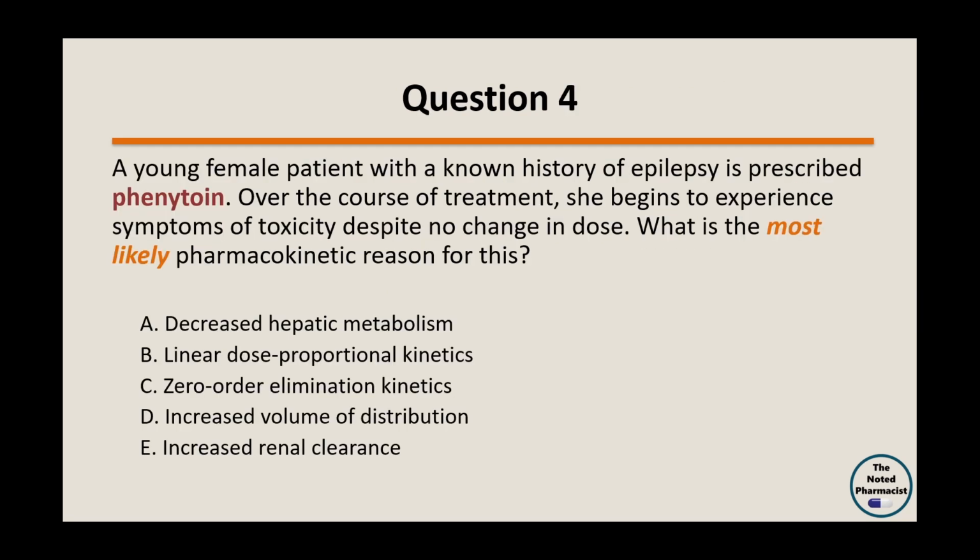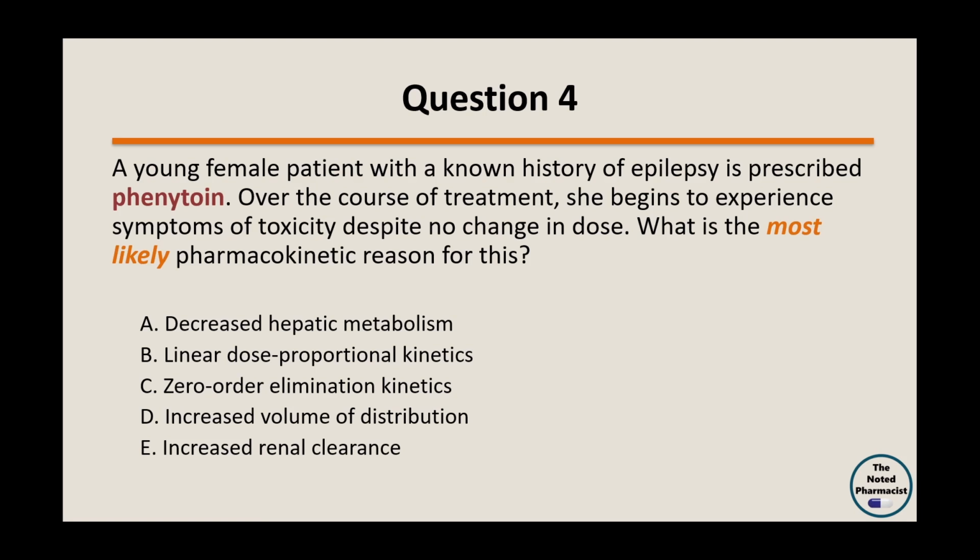Question 4. A young female patient with a known history of epilepsy is prescribed phenytoin. Over the course of treatment, she begins to experience symptoms of toxicity despite no change in dose. What is the most likely pharmacokinetic reason for this?